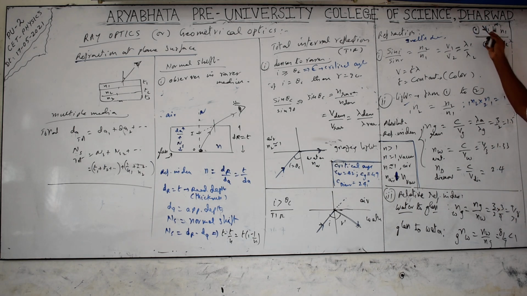So if the light is coming like this, from the first medium to the second medium, and then passes in the reverse direction, i becomes r and r becomes i. Light can follow the same path it followed previously, whether traveling from 1 to 2 or from 2 to 1.